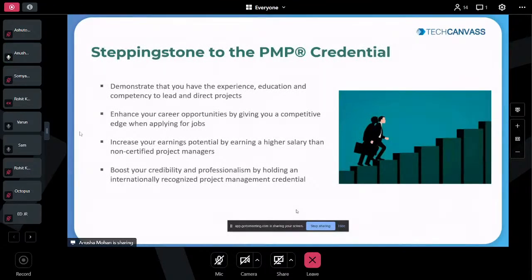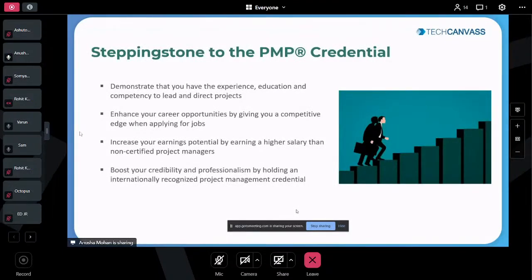Coming to the stepping stone to the PMP credentials. So what does this mean, stepping stone to the PMP credential? CAPM is a stepping stone for the PMP credentials. Not just the credential, it is going to be the stepping stone for your career as a project manager. And I'm going to tell you why. The first reason is it demonstrates that you have the experience, education, and competency to lead and direct projects. So it's not just that you are a certified professional, you also have the experience, education, and knowledge to lead the projects. That's how you're going to give the CAPM exam. Post that, you can go for the PMP exam, which is the most renowned exam for project managers.